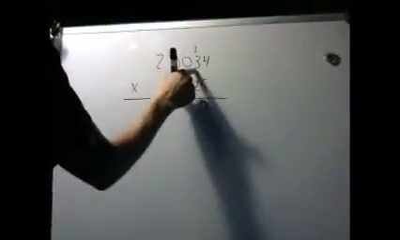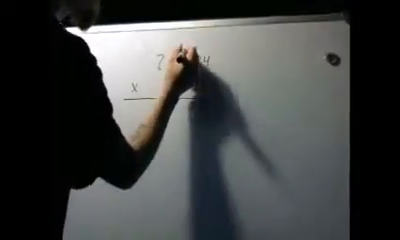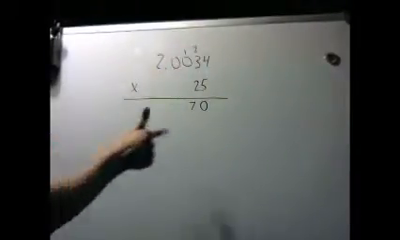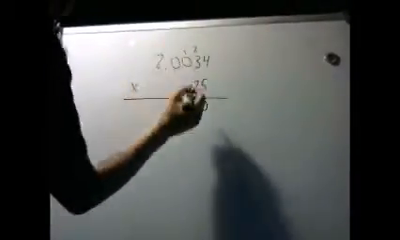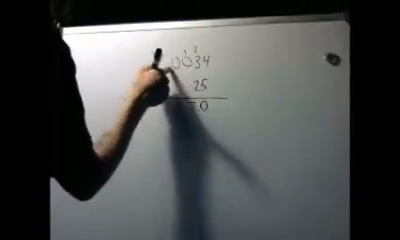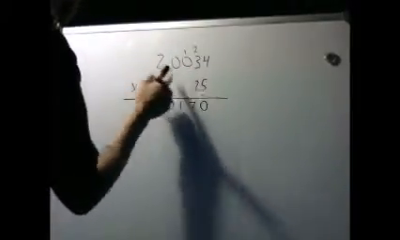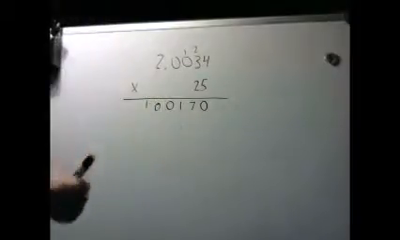5 times 3 is 15, plus 2 is 16, 17, that's 7, then we'll move our 1 up here over our 0. 5 times 0 is 0, plus 1 is 1. 5 times 0 is 0, and 5 times 2 is 10.